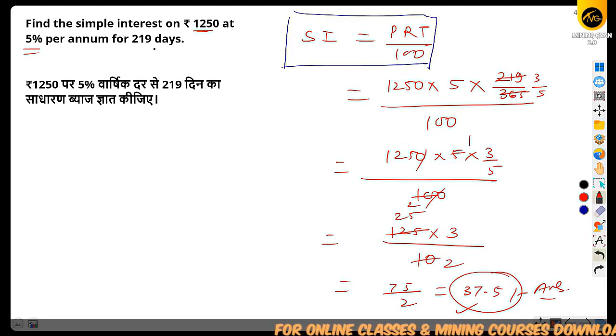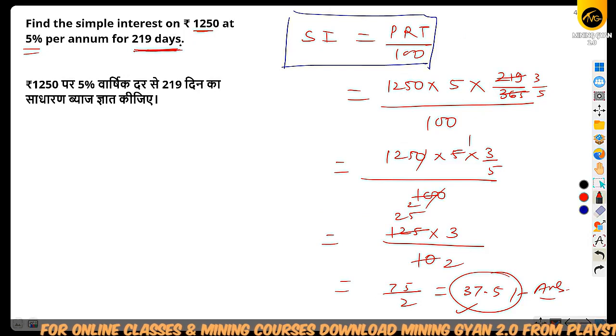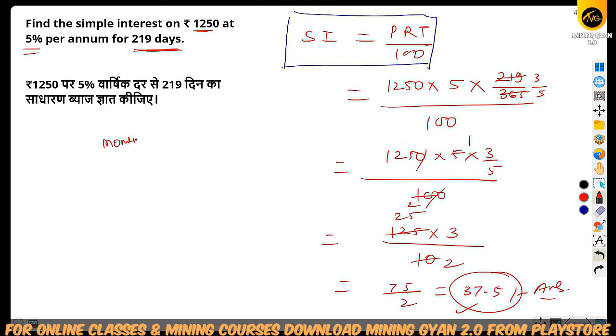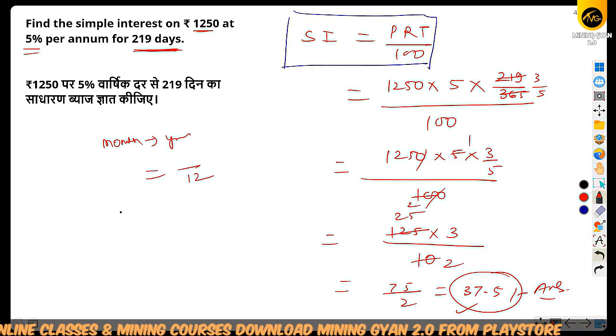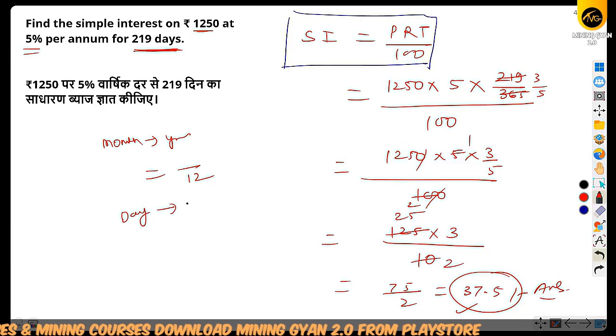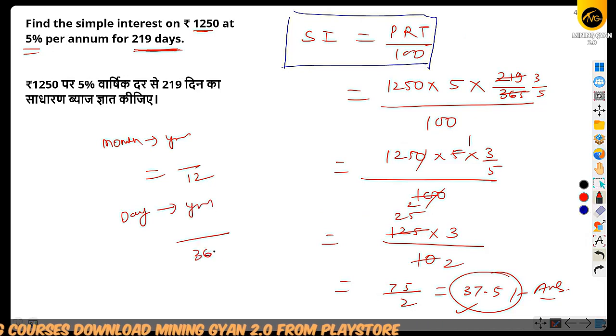Basically the difference is only the form of time, that is in the form of days. So the main purpose of converting this to years is to calculate the problems. So you can convert these 219 days into the year form, and for that we just divide by 365 days. If we want to convert months into years, just divide by 12, and if you want to convert days into years, then just divide by 365 days.